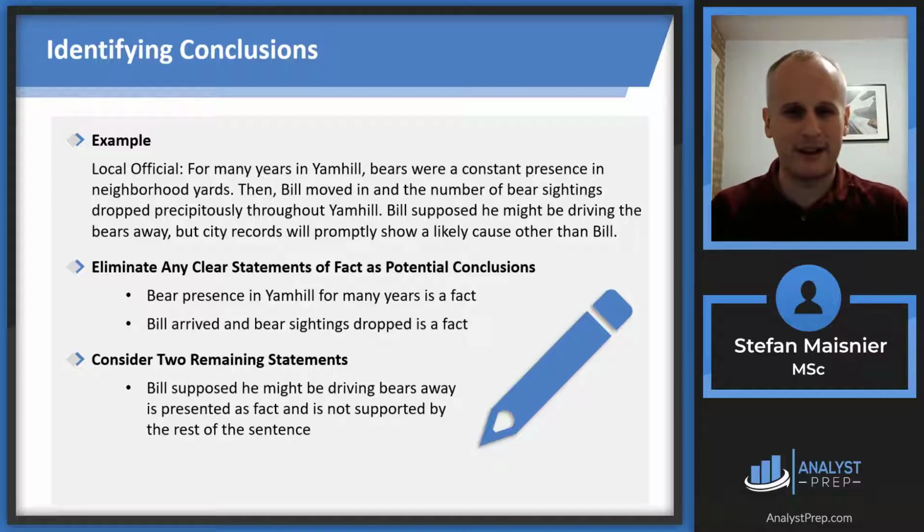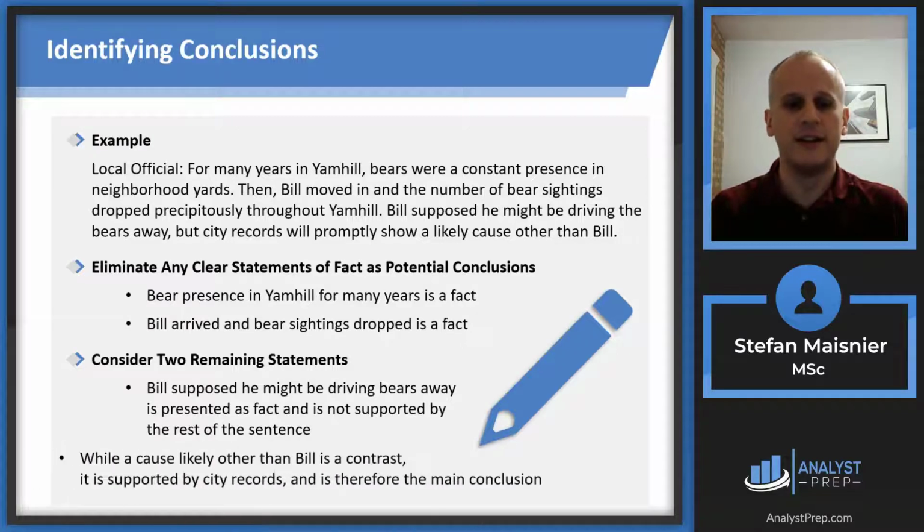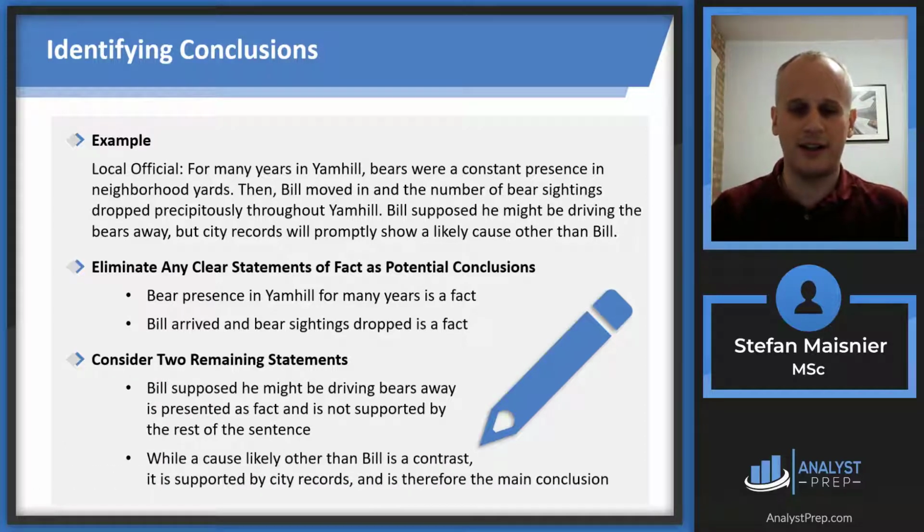And the only reason we might consider it is because our actual conclusion seems a little counterintuitive. Because while a cause likely other than Bill is a contrast, it is supported by the city records and is therefore the main conclusion. So the idea that there's a likely cause other than Bill is supported by the city records, and that is our ultimate conclusion.